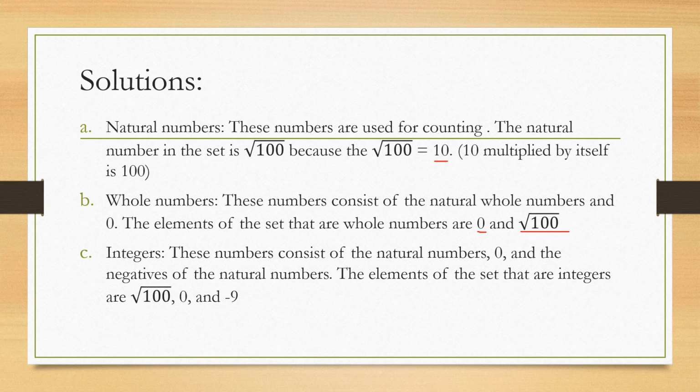Letter C, integers. These numbers consist of the natural numbers, 0, and the negatives of the natural numbers. The elements of the set that are integers are the square root of 100, 0, and negative 9.